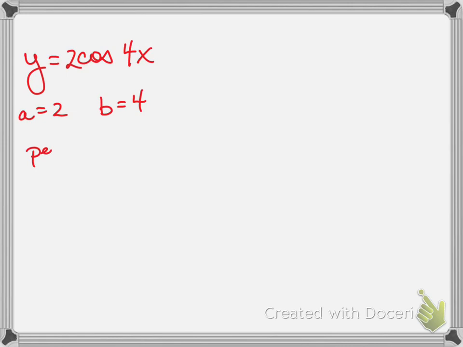Let's see another one. Let's say we have y equals the cosine of 4x, and let's not do anything else. Well, let's give it an amplitude. So we have an amplitude of 2, and we have a number b that's going to affect the period. So to see how it changes, we'll do period is 2 pi over b, 2 pi over 4, or pi over 2.